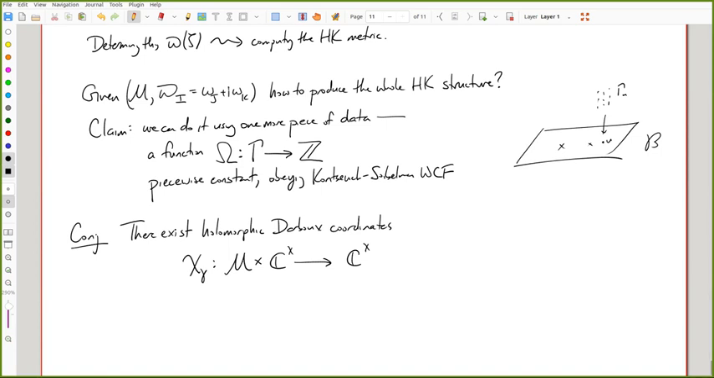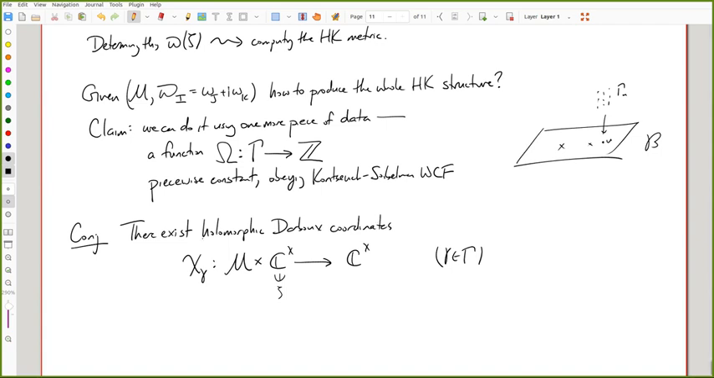So they're not just functions on M. Usually you think a coordinate system just means you give a bunch of functions on M, but because of this extra zeta parameter, it's functions on M cross C star. So it's going to be functions on M cross C star mapping into C star, labeled by lattice vectors gamma in Gamma.